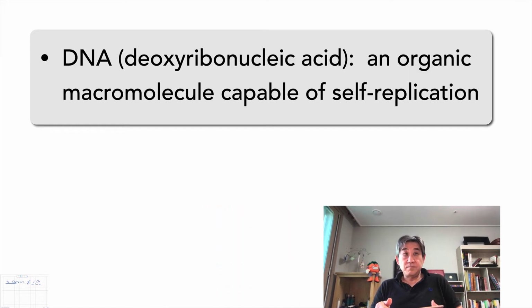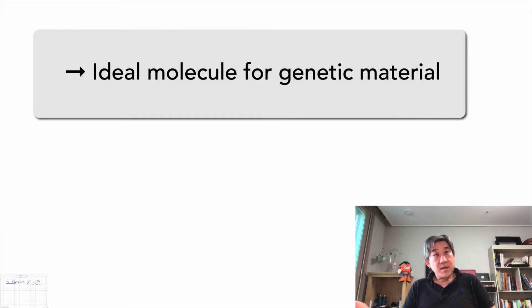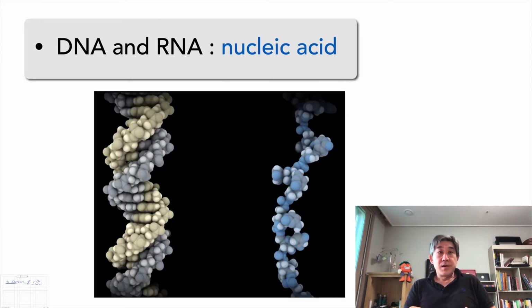DNA stands for deoxyribonucleic acid, and like I said, this is an organic macromolecule capable of self-replication. So this self-replication makes it an ideal molecule for genetic material. And here comes the comparison between DNA and RNA. Both of them are members of the nucleic acids, one major group of biologically important organic macromolecules.